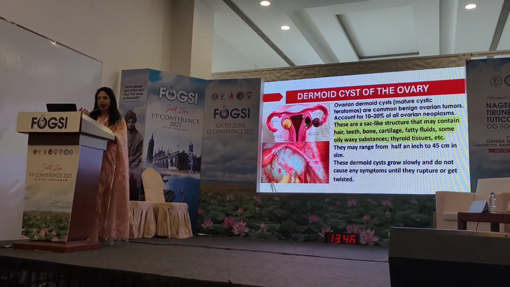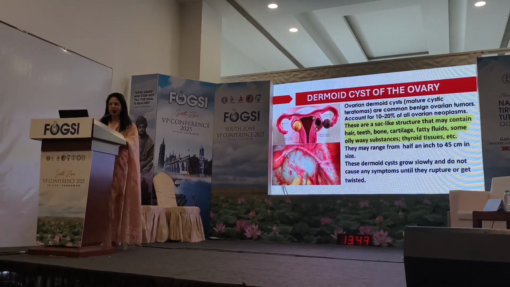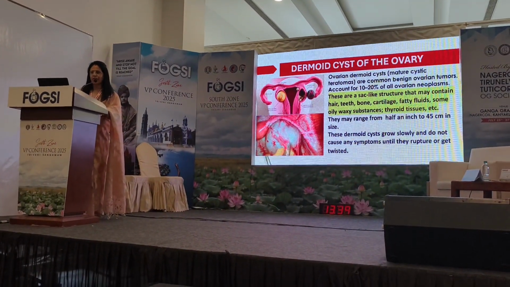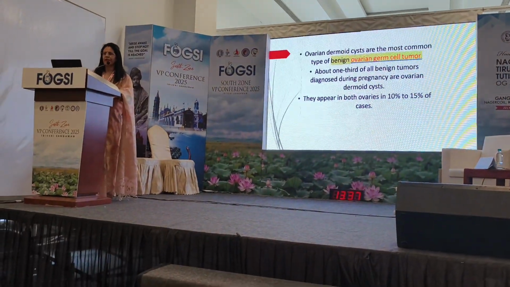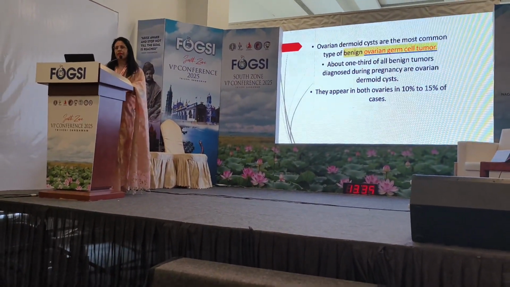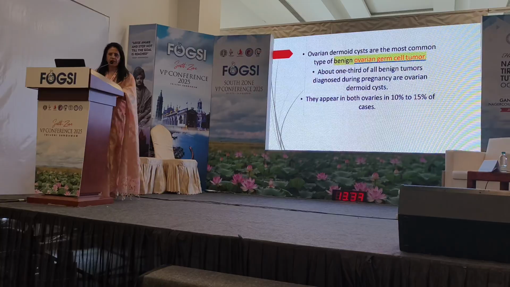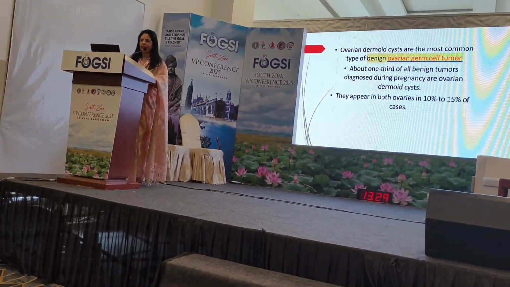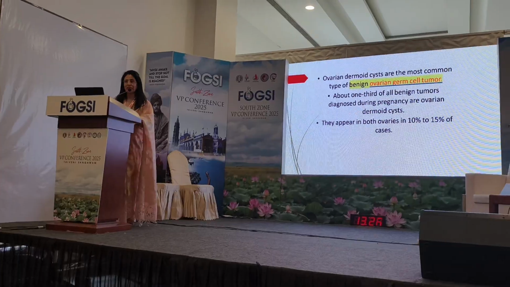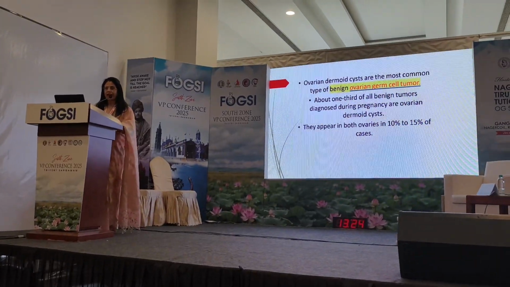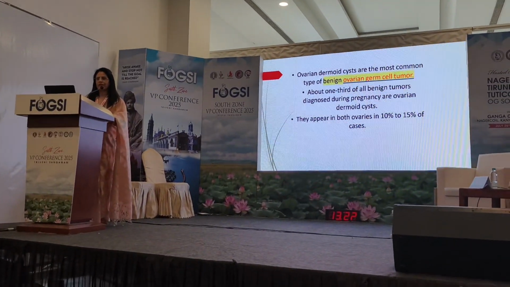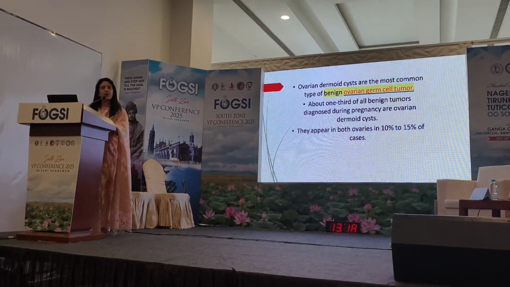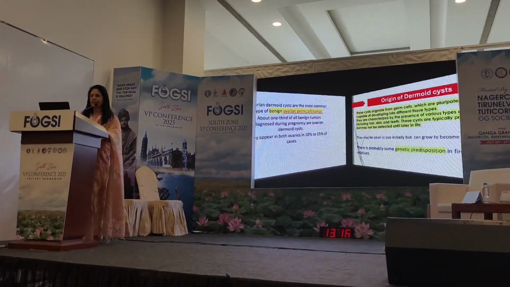These cysts grow slowly and do not cause any symptoms until they rupture or get twisted or complicated in any way. So these ovarian dermoid cysts are the most common type of benign ovarian germ cell tumors. About 1/3 of all the benign tumors are diagnosed during pregnancy. They are ovarian dermoid cysts. They appear in both ovaries in 10 to 15% of all cases.